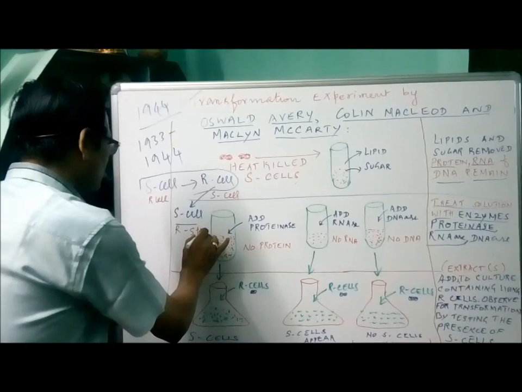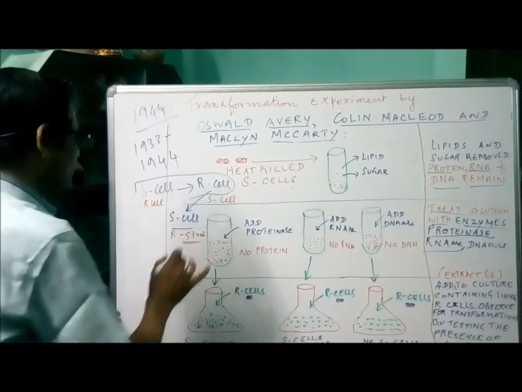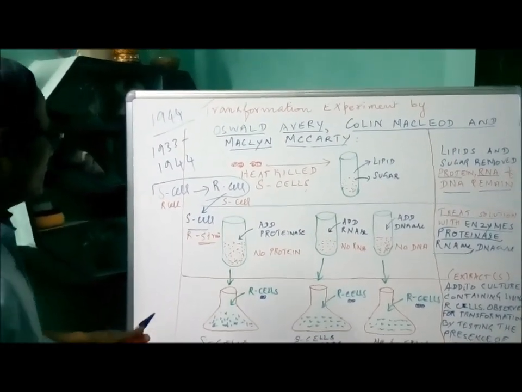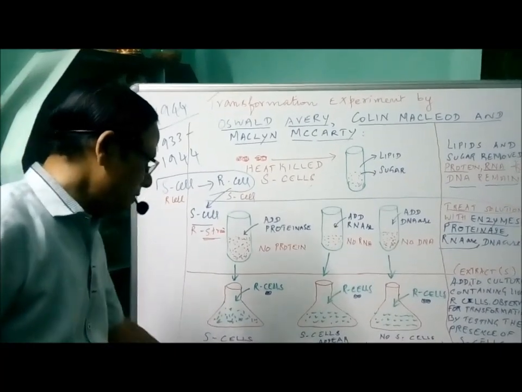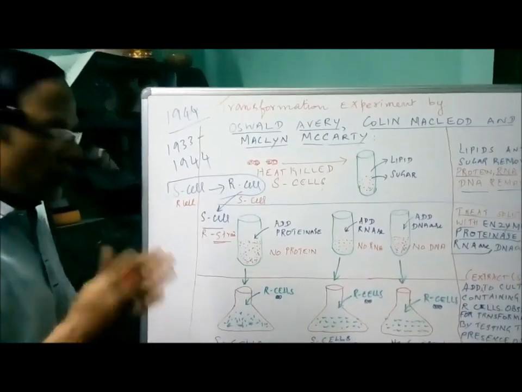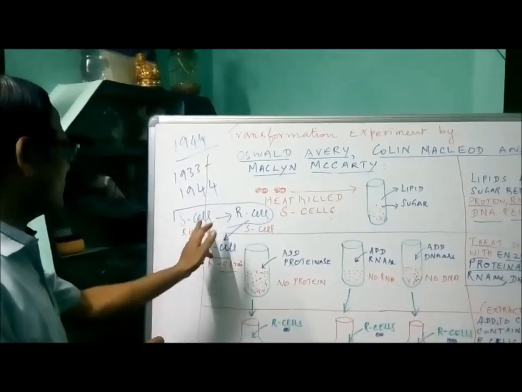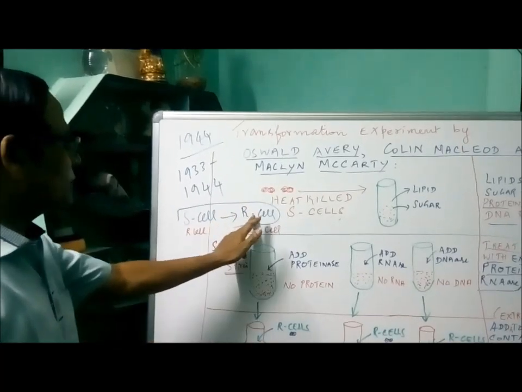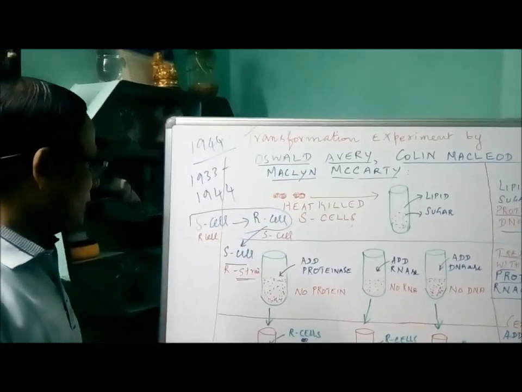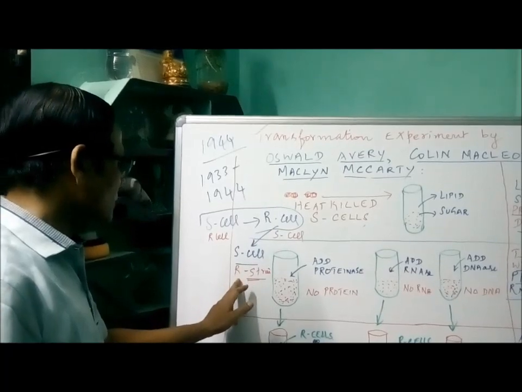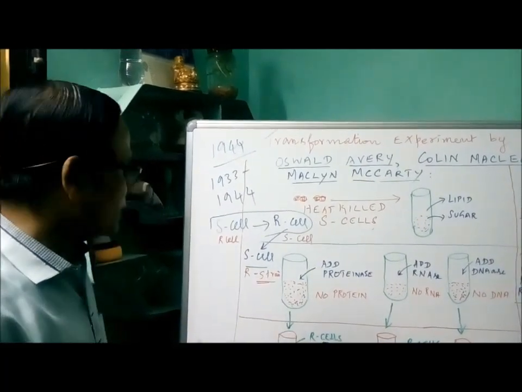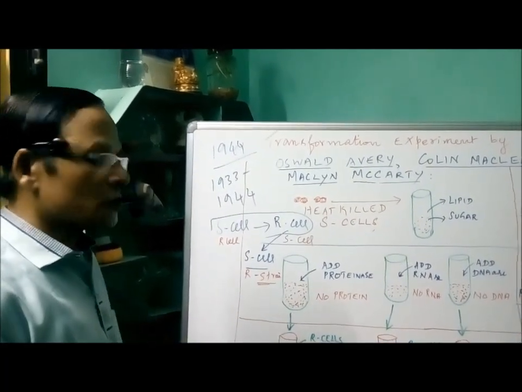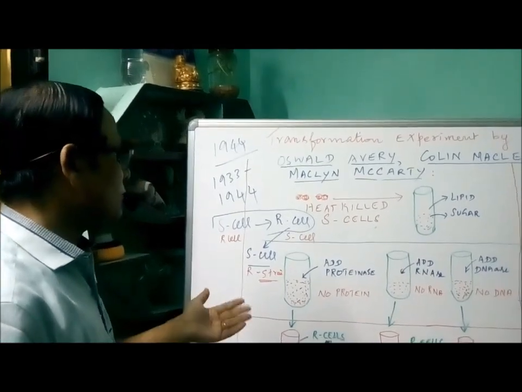This is the way given in the book. What I am writing in red is a wrong one. Normally, the definition of the transformation process is that DNA from one cell type, called the S cell, when transferred to the R cell, enables the R strain with some of the properties of the S cell. This phenomenon is known as transformation.